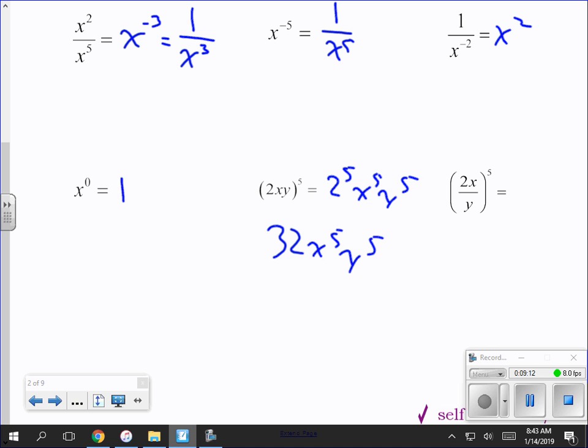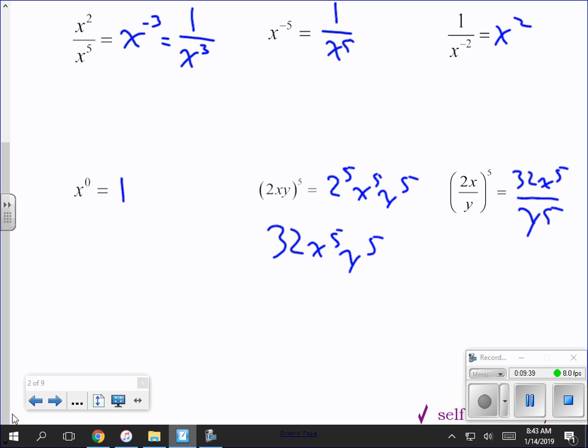That should be my final answer. And whenever possible, simplify your numeric portions. I can't do anything to the variables because that's all I have. Same thing is true on the next one. Everything is raised to the 5th power. They just stay where they are. So I get 32 x to the 5th over y to the 5th.